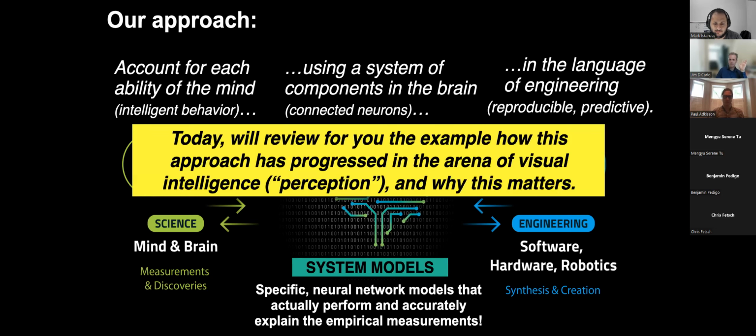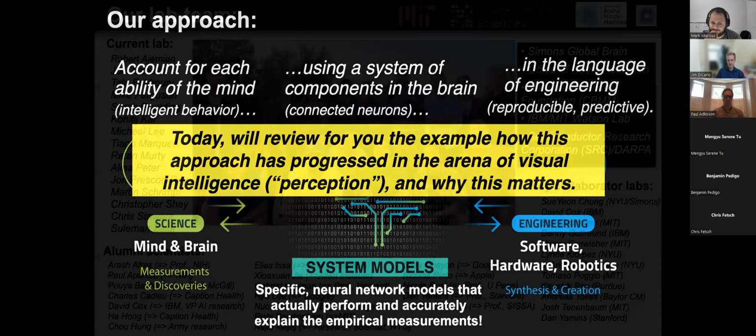So today I'm going to review for you an example of this, again, in the area of visual intelligence, which I'll call perception, and not all of visual intelligence. And I'll explain again why this matters. So for system models, what we're after is specific neural network models that can actually perform and accurately explain the empirical measurements from brain and cognitive sciences. And I hope that becomes clear as I go through the talk.